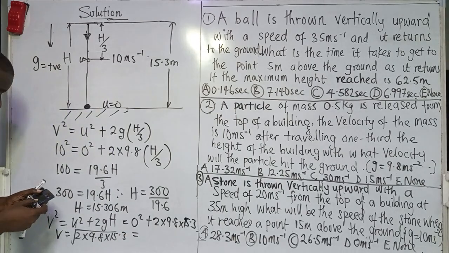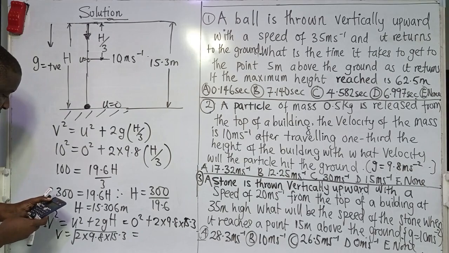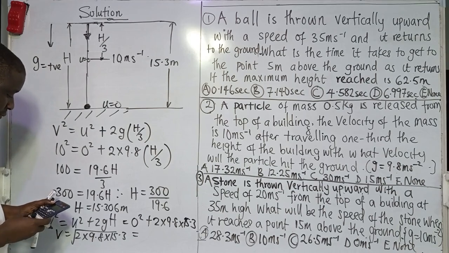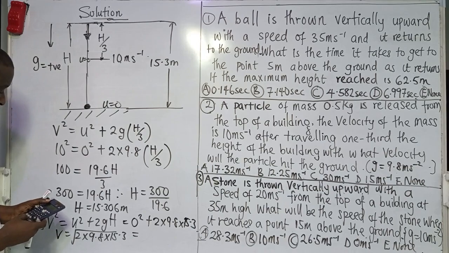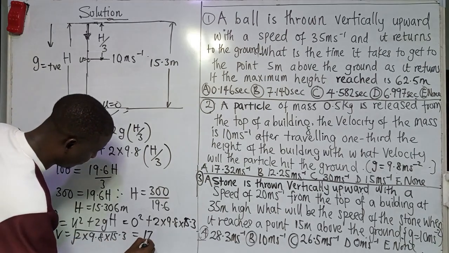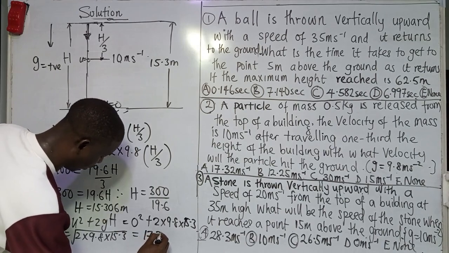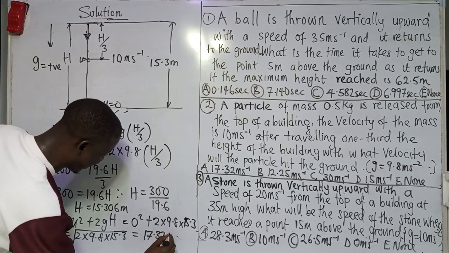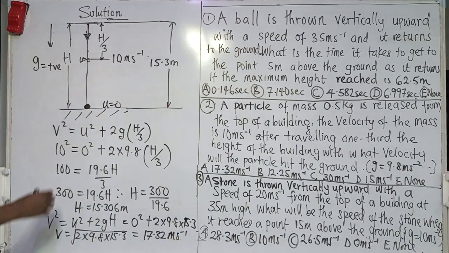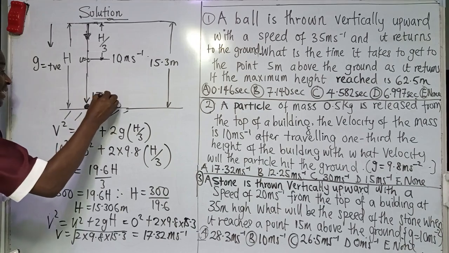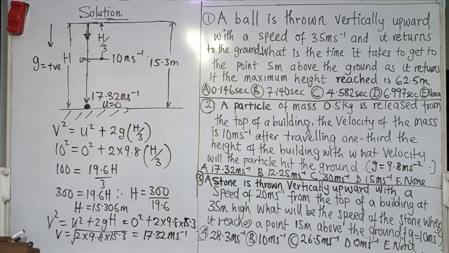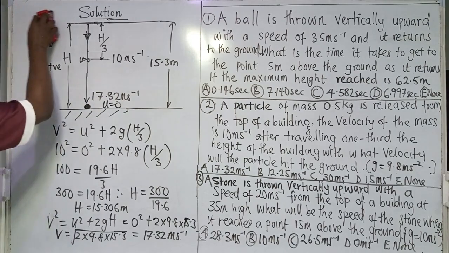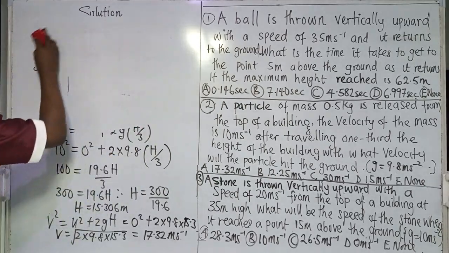So what will now be our answer? 2 times 9.8 times 15.3 is 299.88. The square root of 299.88 will give us 17.32. Let me put it down in meters per second, because this is velocity. So this is the velocity at which you hit the ground: 17.32 meters per second. Now the last one, which is number 3 for this section.